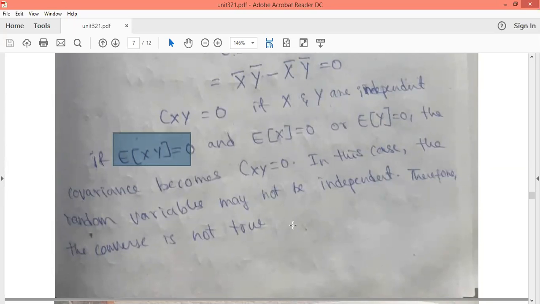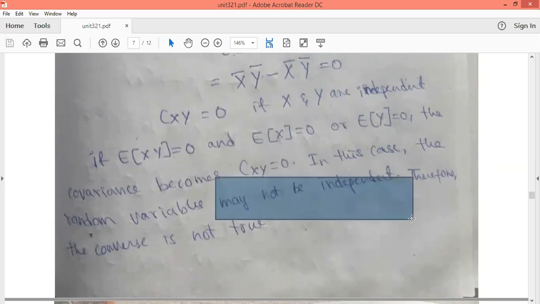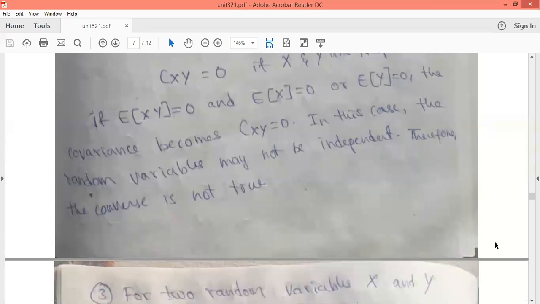So in some cases we get Cxy equal to 0, even then the random variables are not independent. So that is why the converse is not true. If you have independent random variables, what is the covariance? Covariance will be 0. But if covariance is equal to 0, you can't assume that the random variables are independent, because the converse is not true here. So this is our second property.